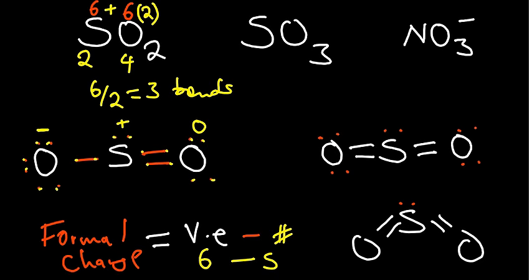Sulfur has got 1, 2, 3, 4, 5, 6 things around it. I'm counting lone pairs individually. We've got 2 lone pair electrons with 4 bonds around it. So 4 plus 2, 6. So 6 minus 6, 0.